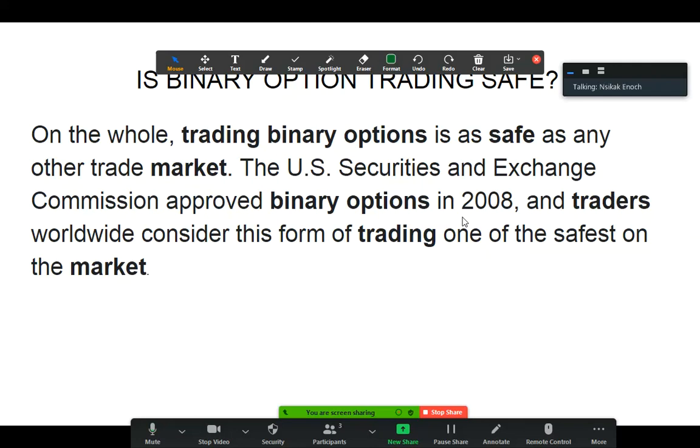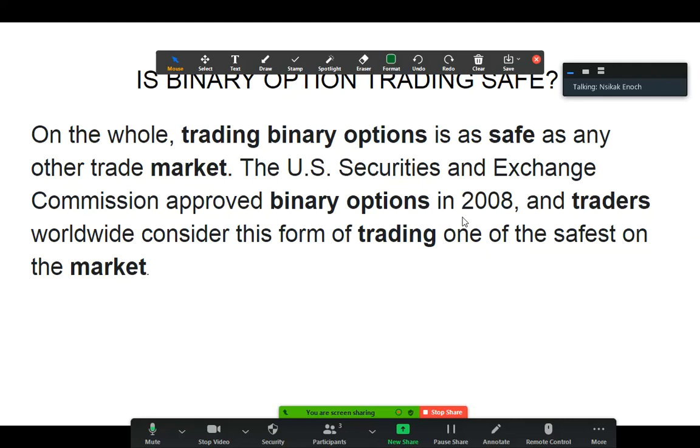Which one is safe? Let me tell you, when it comes to trading, there's no one that will guarantee you 100% safe if you don't know how to trade. If you know how to trade binary option, fine, you are safe with the broker. If you don't know how to trade, you are not safe with them. So you have to learn how to trade before you know that this broker or this option or this forex you are trading is safe for you.